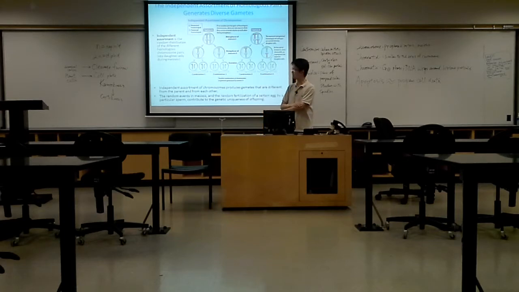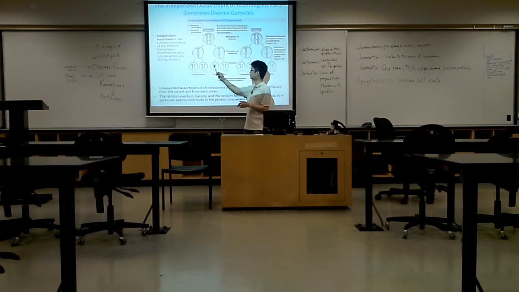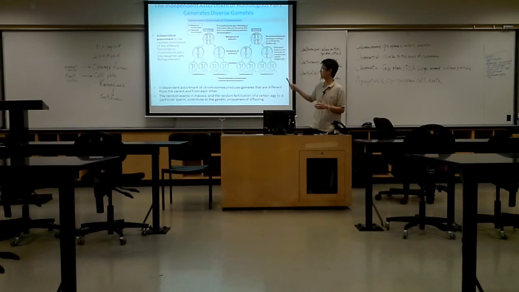Oh, sorry. One last thing I forgot to mention. To increase genetic variation, you have crossing over and independent assortment. But the last method is random fertilization. Random fertilization is the last one because you have one egg, but you have millions of sperm trying to fertilize this one egg. And each sperm has a different genetic composition. The haploid in each sperm is different.